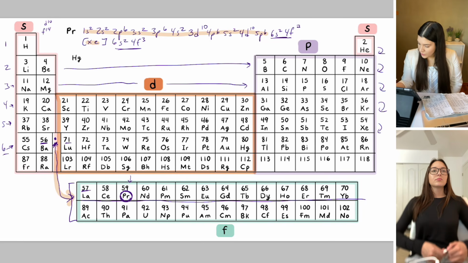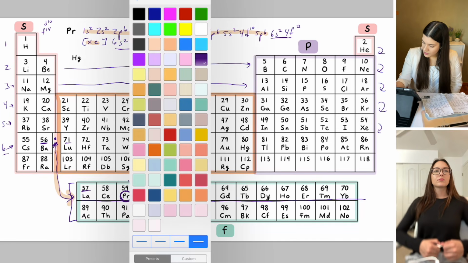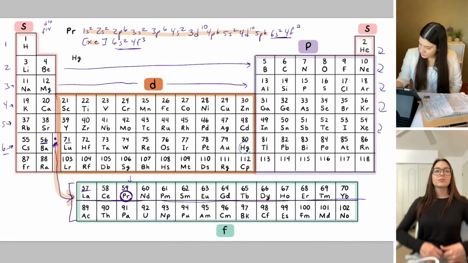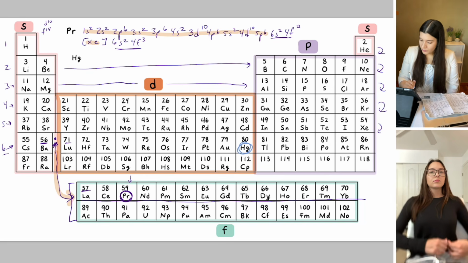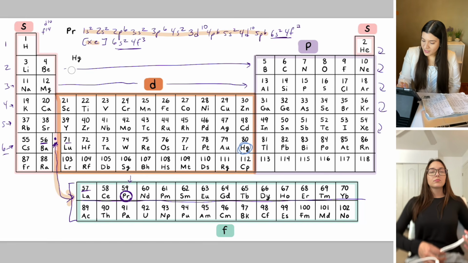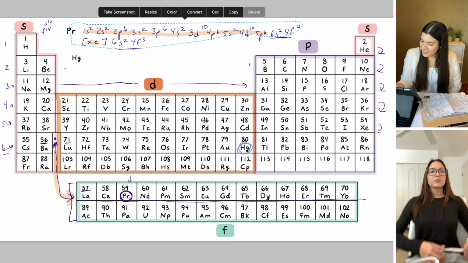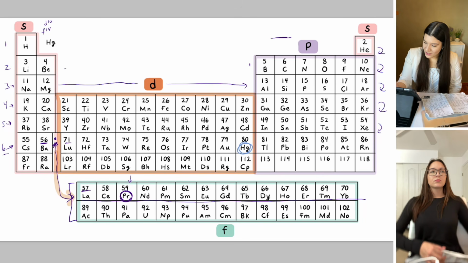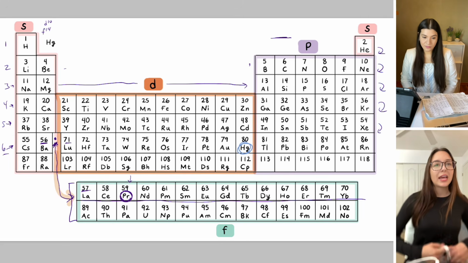So let's do mercury, which is, let me put this in a different color, which is here. All right, so I'll have you start it off again. I am going to need more room. Let me delete this. Okay, go for it.